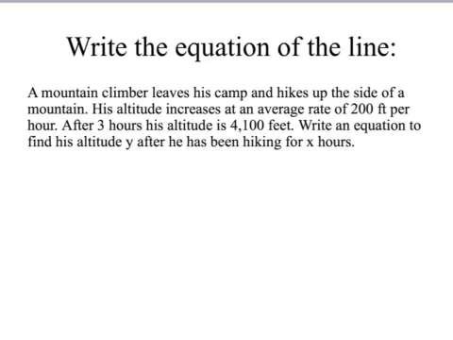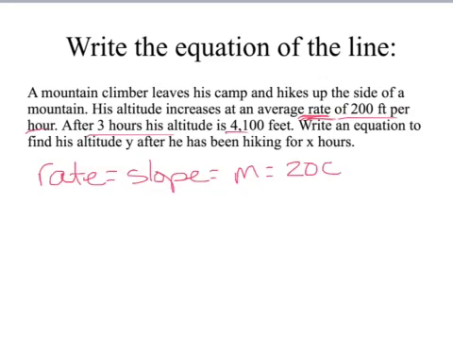So all of you guys are really good at underlining stuff. Oh good, 200 feet per hour, 3 hours, this. We've got to get good at making lists of stuff as well. Okay, so we know his altitude has an average rate. Rate is a very important word. Rate means slope. Remember, rate of change is the same as slope, which is your m. So 200 is my slope. So already I've got step 1 done.